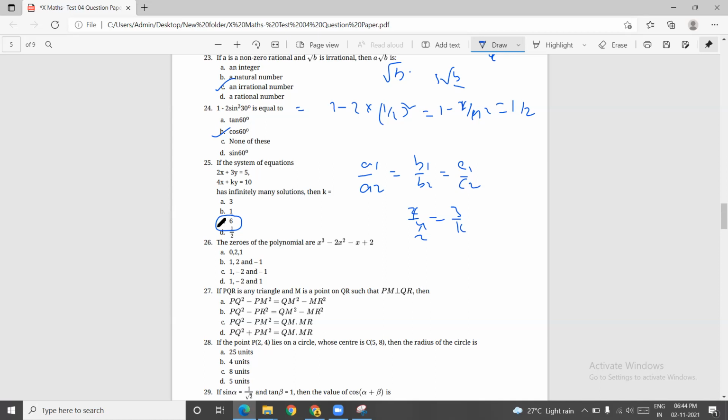Or you can just go through the sum of the zeros. The sum of the zeros is plus 2. Which option is giving a sum of plus 2? Because the sum is minus b by a, minus of minus 2 by 1, so the sum of the zeros is plus 2 here. Which option is giving plus 2 is the answer.